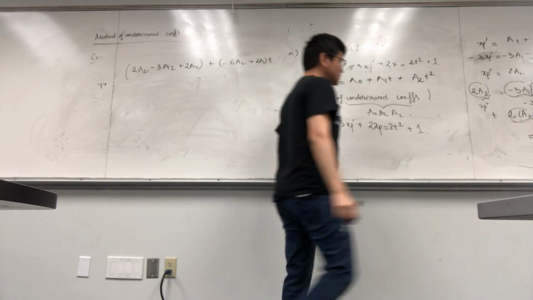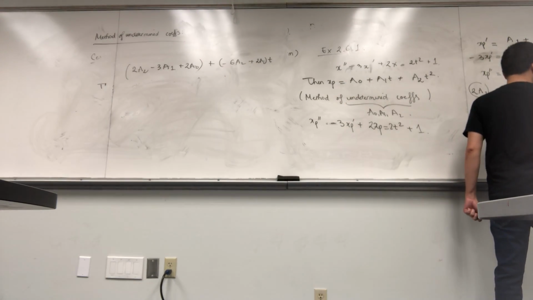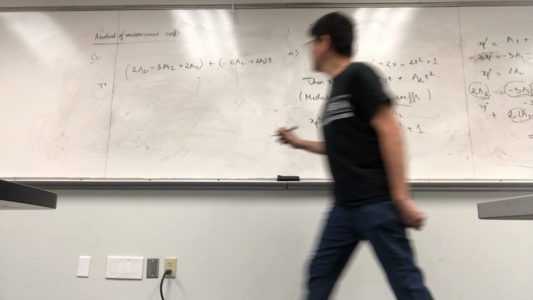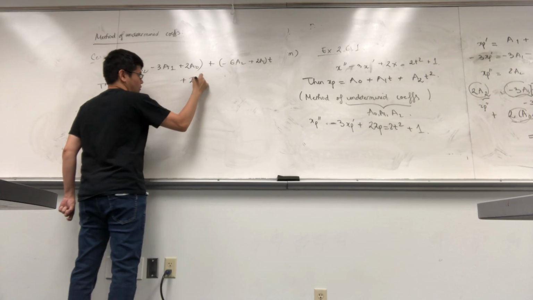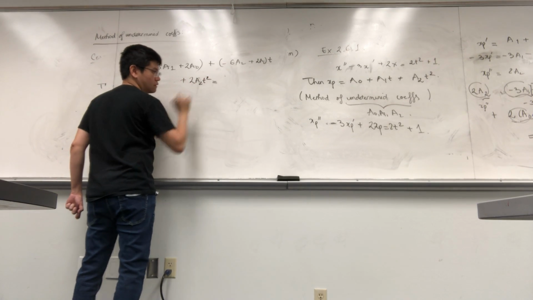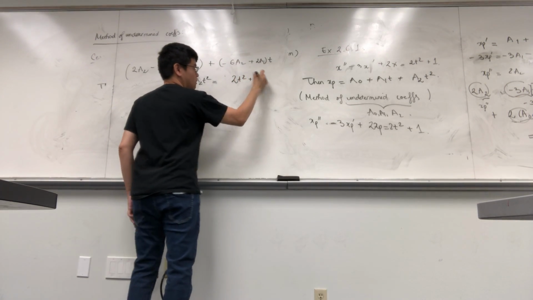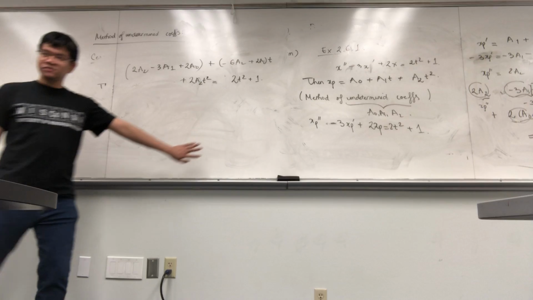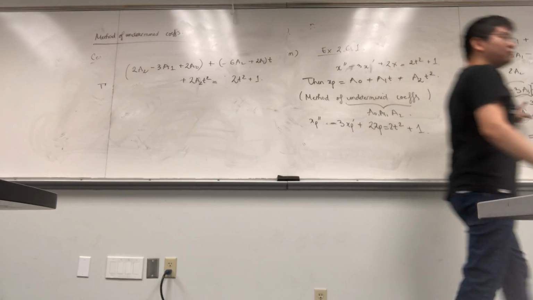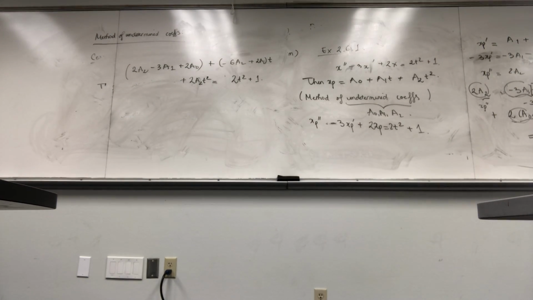Alright? And the last term will be this guy. And I have 2A2T squared. And finally I have 2T squared plus 1. Alright? Expand again. So here, after I replace all of the derivatives inside the equation for xp, this is the equation that I get. Now I'm going to group all of the terms of the same order.